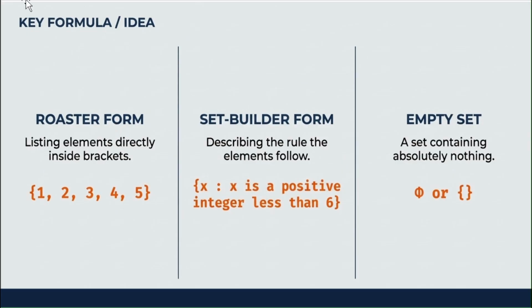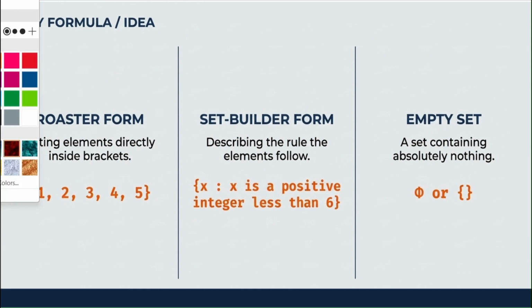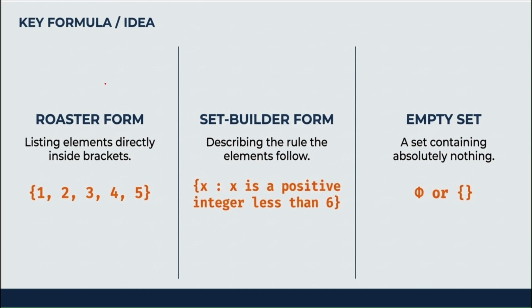As you can see, we have mainly two ways in which we can represent the set. The first way is the roster form, which I have already discussed in the previous slide, where we put curly braces and then list all the elements in a comma separated manner. The next format is the set builder format. Here we define a particular rule which the elements of the set will follow.